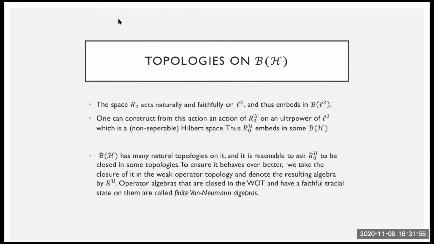Okay, great. So we have this R naught U, which is embedded in BH, and there is this weak operator topology, which is a very important topology on the bounded operators of a Hilbert space. And we would like this algebra to be closed under this topology. Okay, so we just take its closure. This is sometimes called the von Neumann closure.